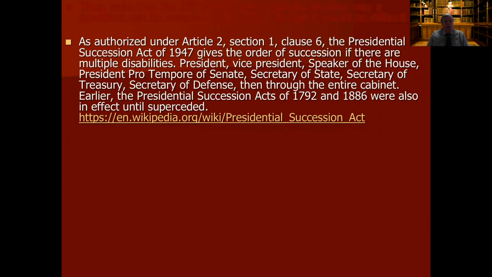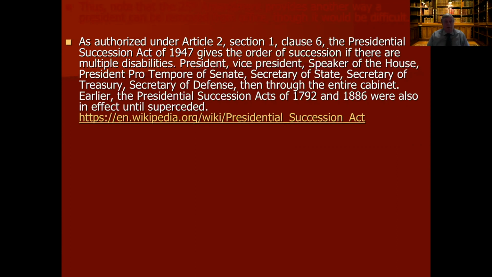So, as authorized under Article 2, Section 1, Clause 6, the Presidential Succession Act of 1947 gives the order of succession if there are multiple disabilities. That is, the President and the Vice President are disabled. The order of succession is President, Vice President, Speaker of the House, President pro tem of the Senate, Secretary of State, Secretary of Treasury, Secretary of Defense, then through the entire cabinet.